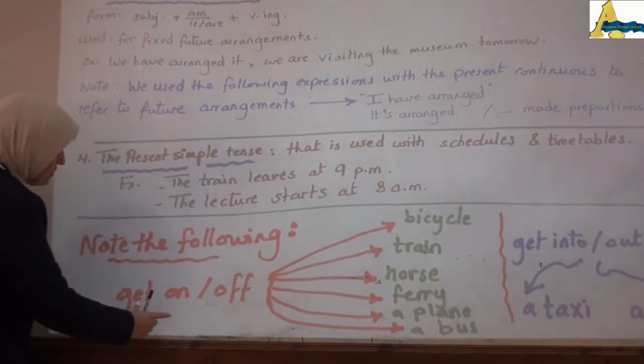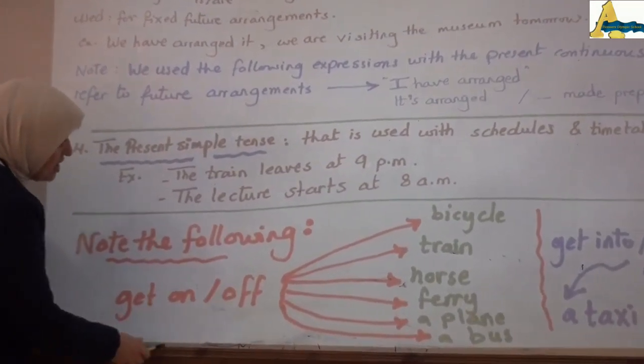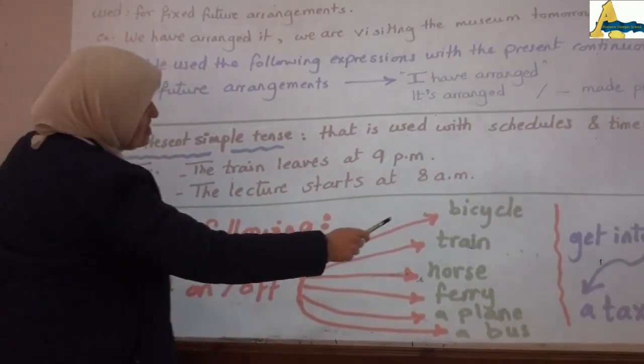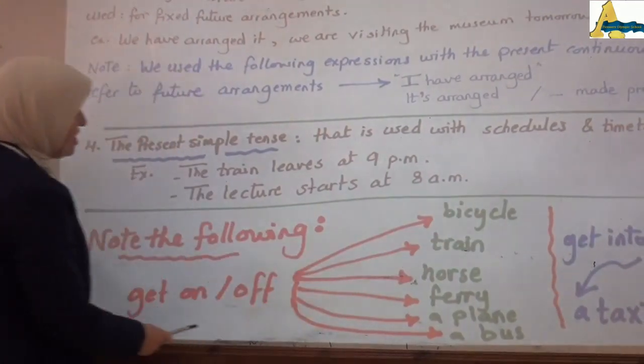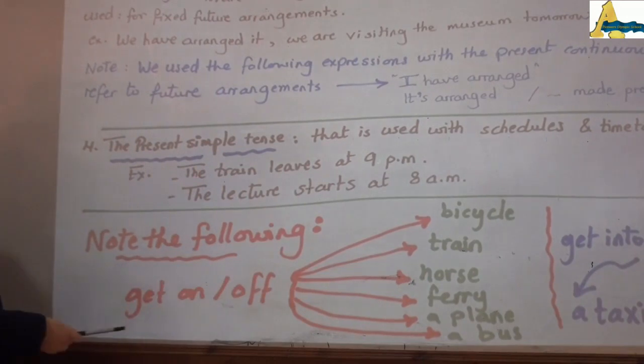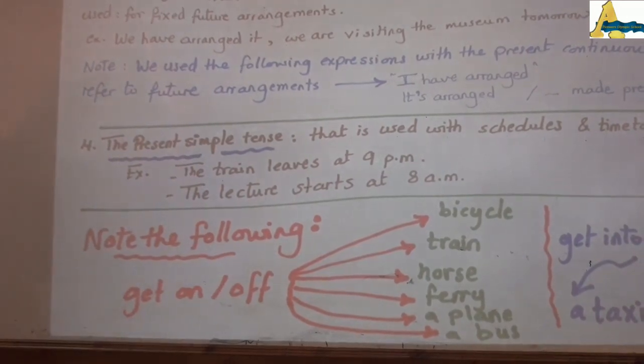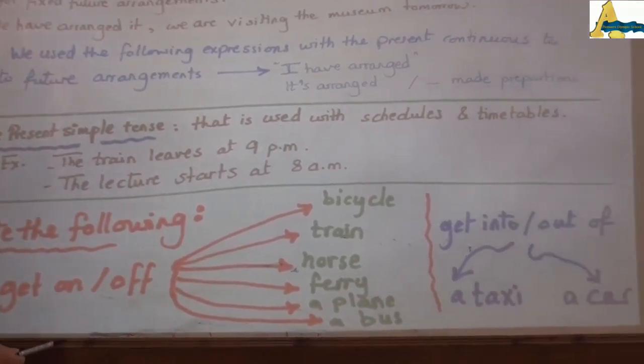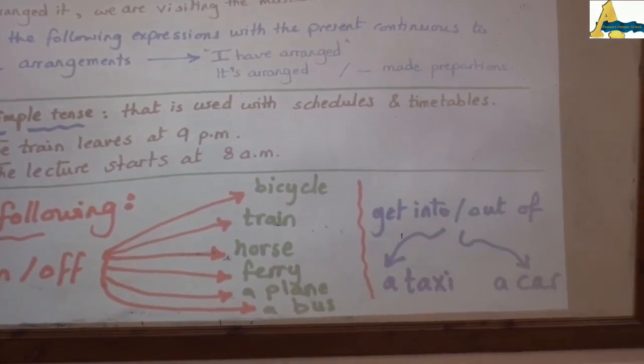Also in your unit, there is a big difference between get on or off and get into or out of. Get on or off, it's used with the bicycle, train, horse, ferry, plane, a bus. Get into or out of, used with a taxi and a car.